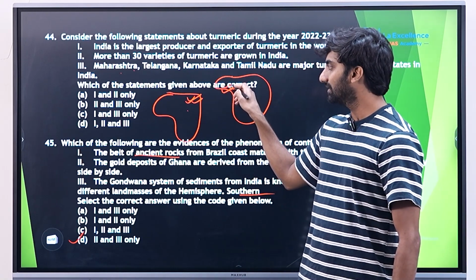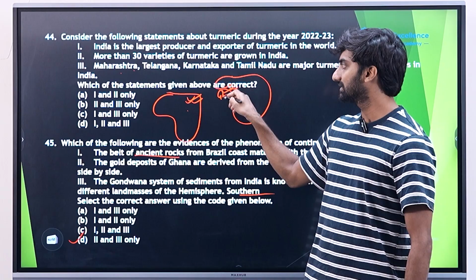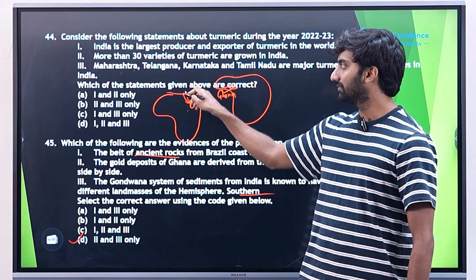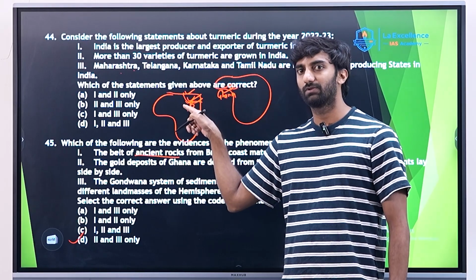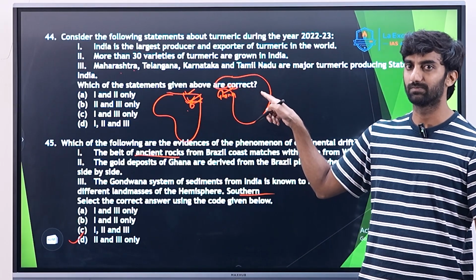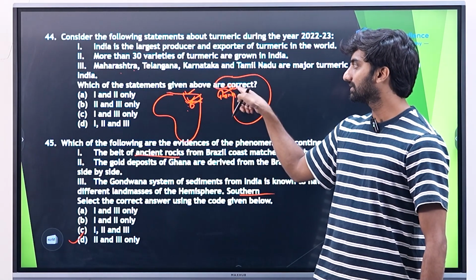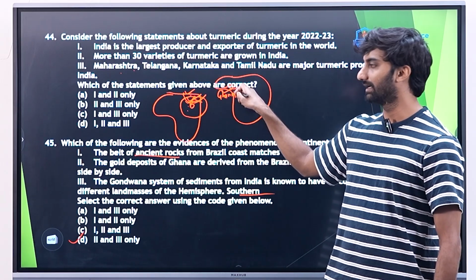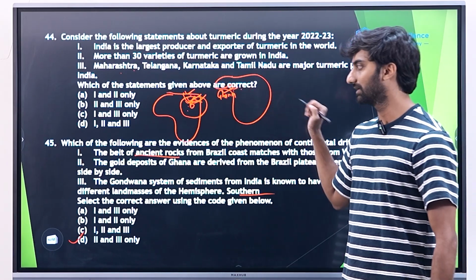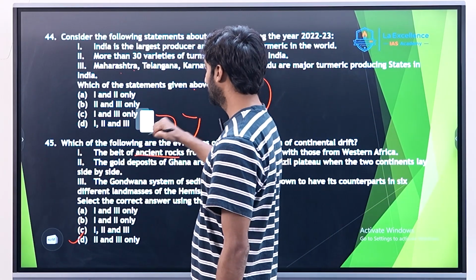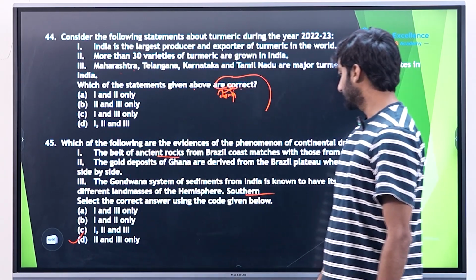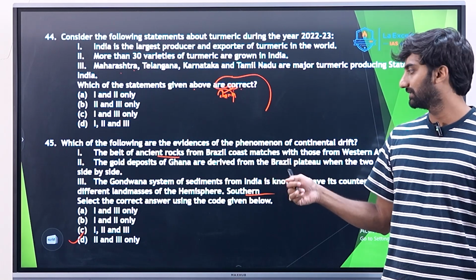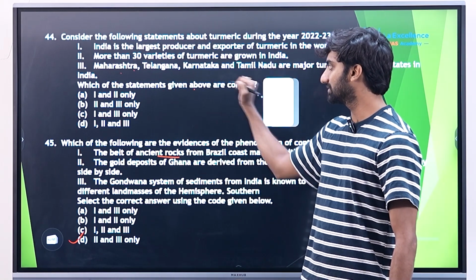So we have Ghana here in this part of Africa, one of the world's largest exporter of gold. This part of South America, apart from Brazilian plateau, we have countries like Guyana, French Guyana, Suriname. These are also one of the largest exporters of gold. So common gold reserves found along both coasts. Brazilian plateau is one of the reasons why we are finding gold here. Part of continental drift theory. True. Third, the Gondwana system of sediments from India is known to have its counterparts in 6 different land masses of the hemisphere. This southern hemisphere. So this is also true.